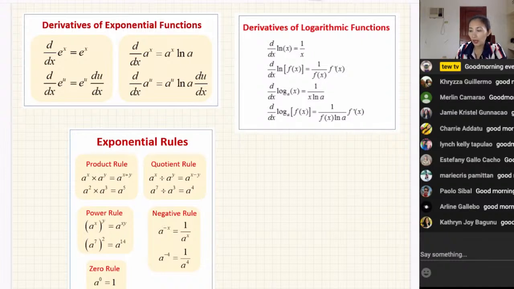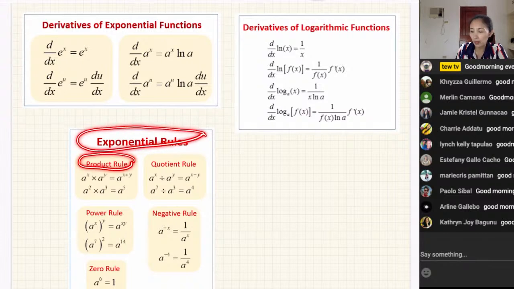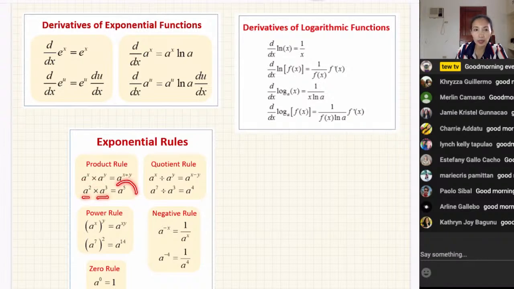So the following are the exponential rules. Product rule: when we multiply powers of the same bases, we copy the common base and add the exponents. For example, a squared times a cubed is equal to a to the fifth power. Quotient rule: when we divide powers of the same bases, the rule says we simply subtract their exponents.